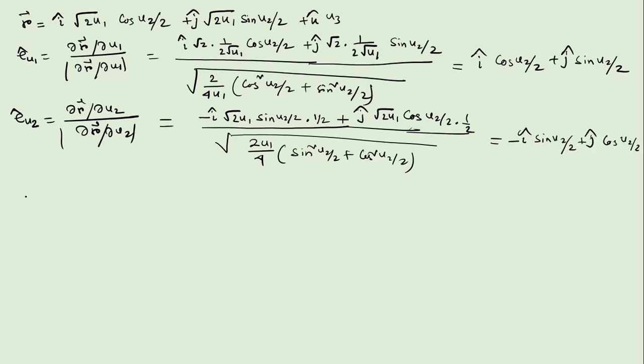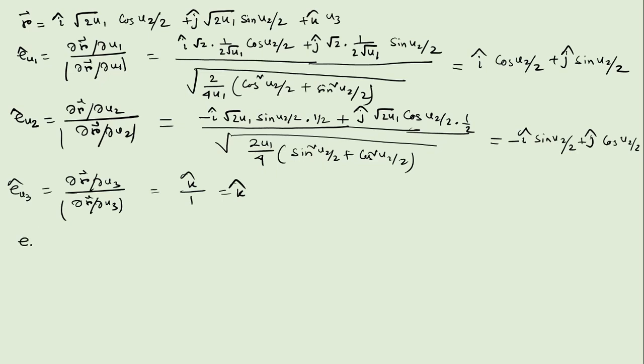So these two are cancelled out, only minus i cap sin u2 by 2 plus j cap cos u2 by 2, right? So these are the two unit vectors, and number 3 is nothing but del r vector by del u3 divided by the mod of del r vector by del u3. So this is nothing but k cap. Okay, so we got the three unit vectors.